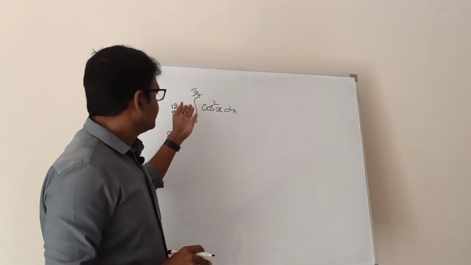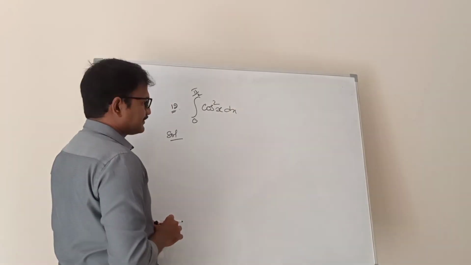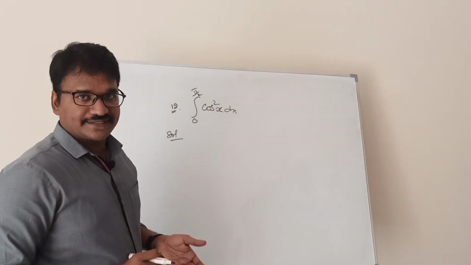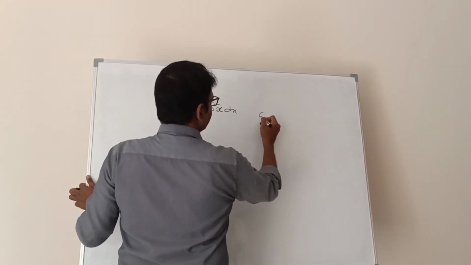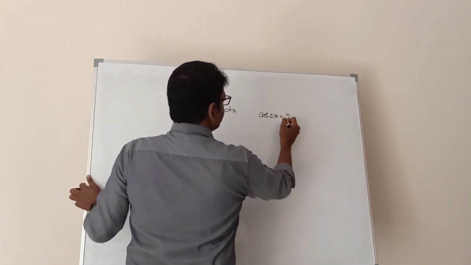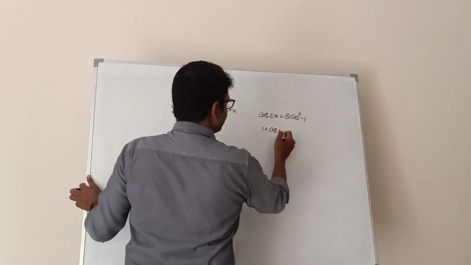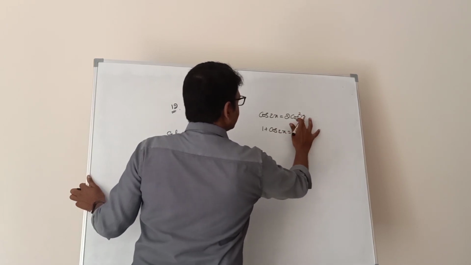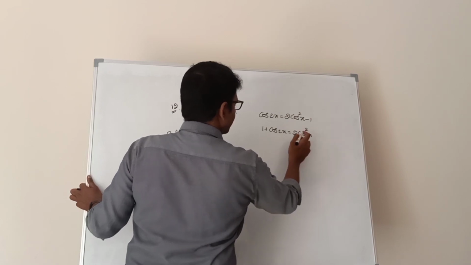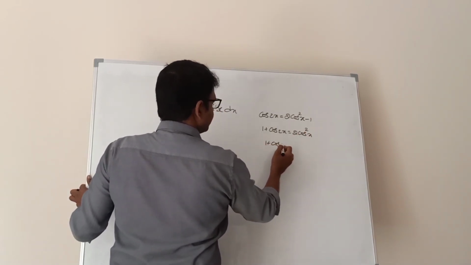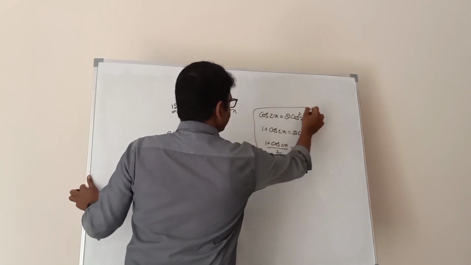Next, 0 to pi by 2 cos square x dx. So integration of cos square x. We know integration of cos x is sin x, but there is no direct formula for cos square x. So we know that cos 2x is equal to 2 cos square x minus 1. So if you send minus 1 to the left hand side, you will get 1 plus cos 2x equal to 2 cos square x. By sending 2 to the left hand side, you will get 1 plus cos 2x by 2 is equal to cos square x. So what is the formula for cos square x?